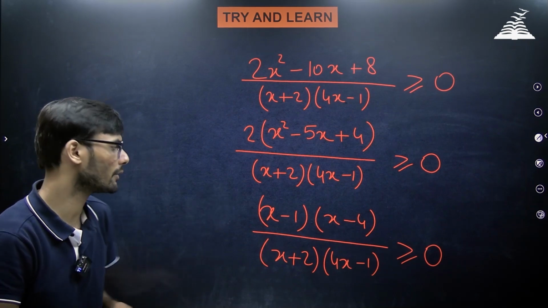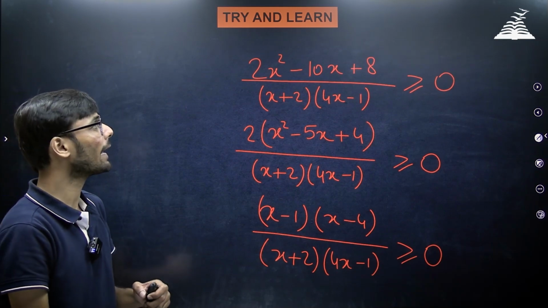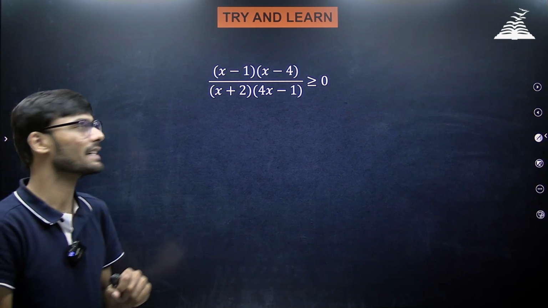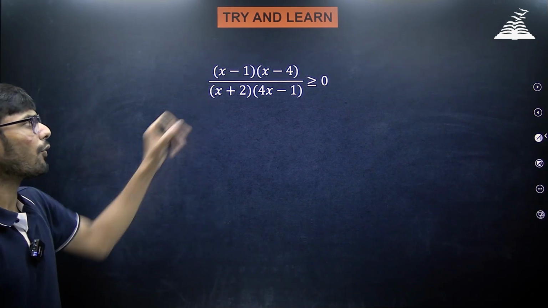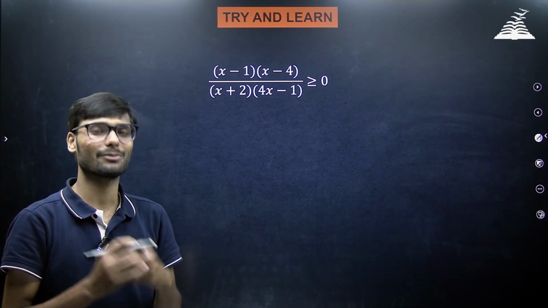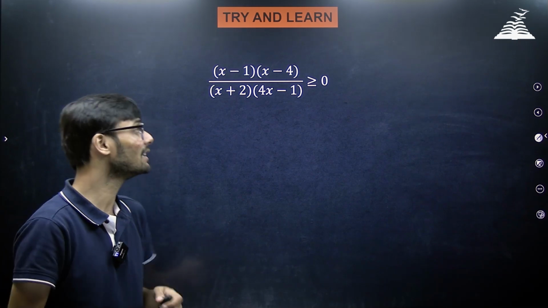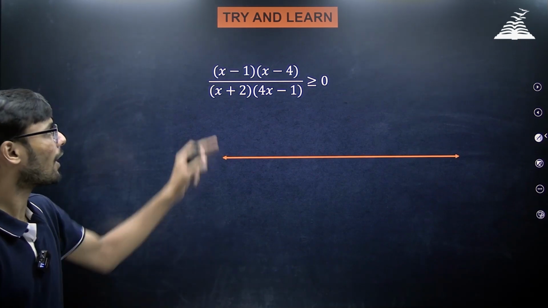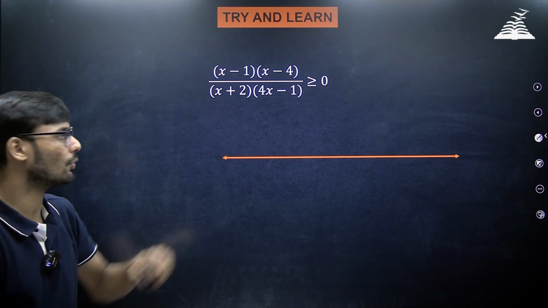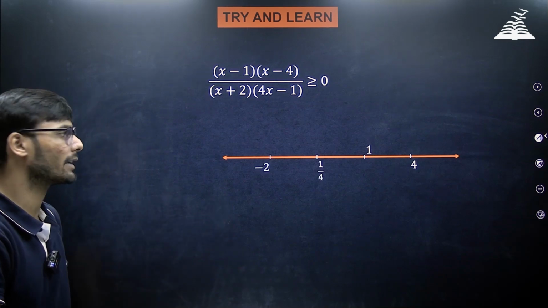So let's move on to the next page and draw the wavy curve for this. (x minus 1) into (x minus 4) divided by (x plus 2) into (4x minus 1) is greater than or equal to 0. Fortunately, again, the leading coefficient of x in all the terms is positive. That means we can directly proceed to step number 2. Let's draw the number line. Now, what are the zeros? 1, 4, 1 by 4 and minus 2. 4 is the biggest one, then 1, then 1 by 4, and the smallest one is minus 2.